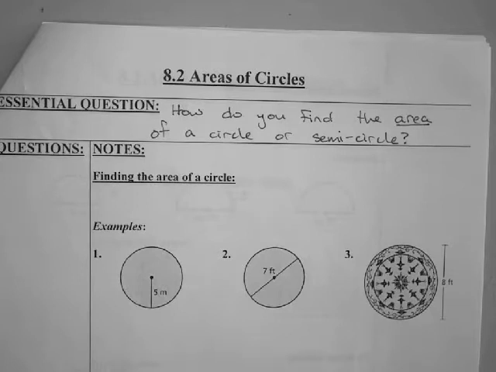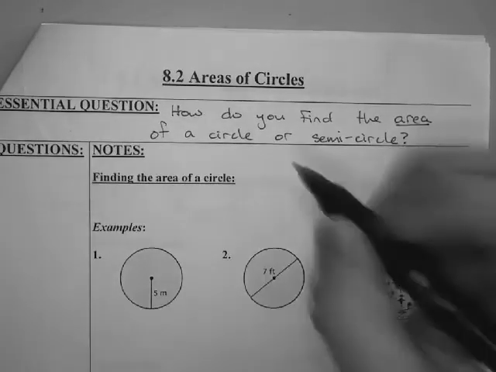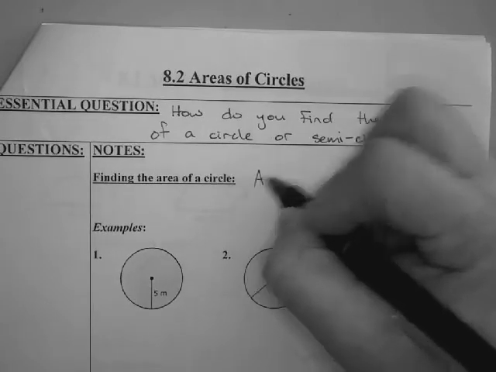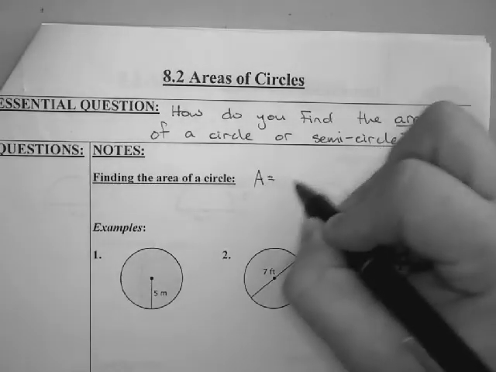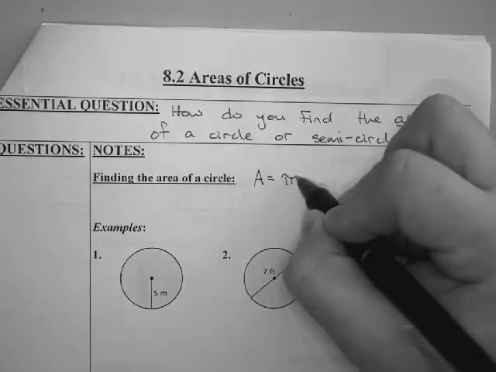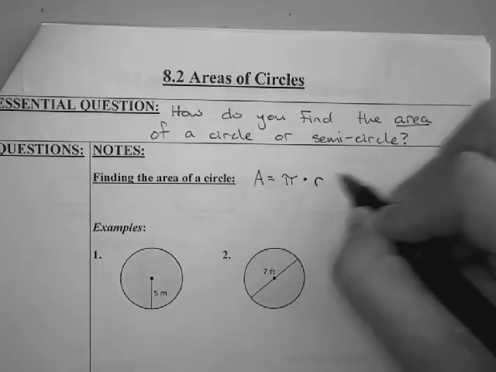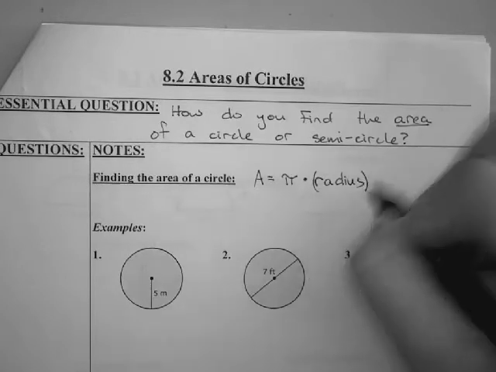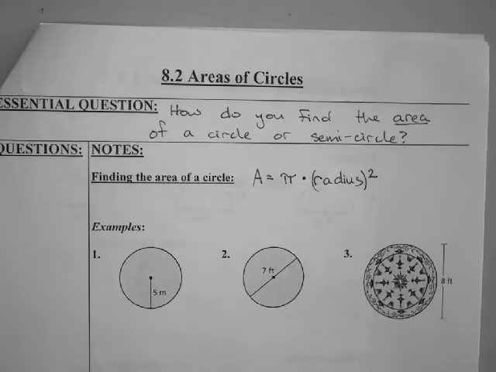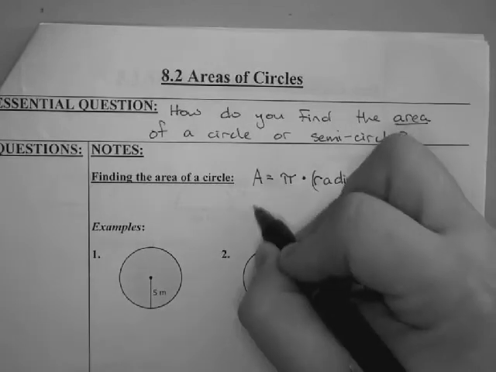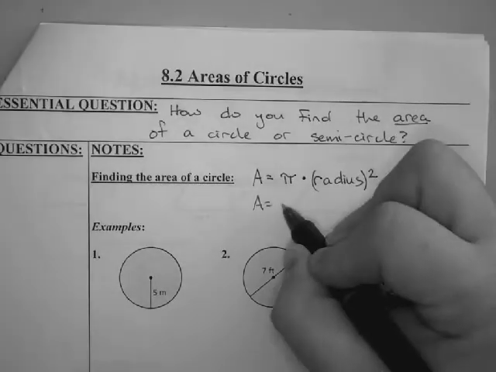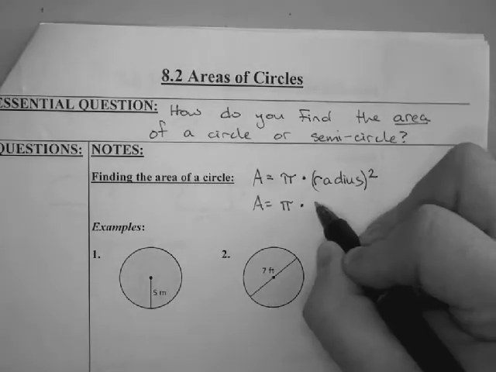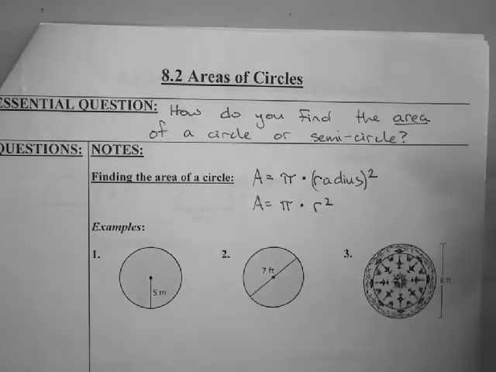Well, to find the area of a circle, we're going to use this equation. Area is equal to pi times the radius squared. And the way we'll write it is A equals pi times r squared.